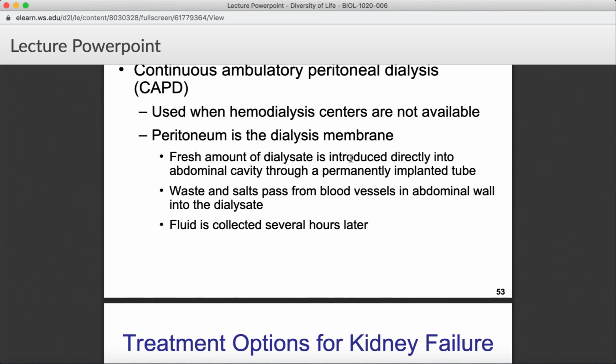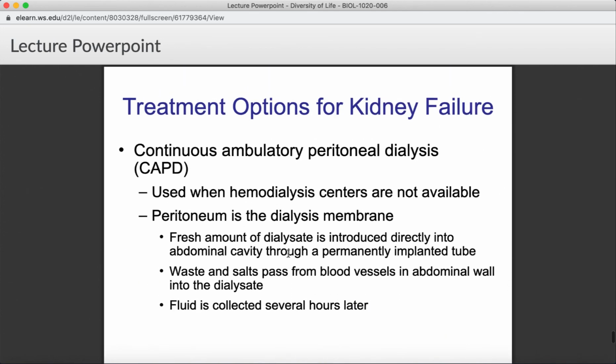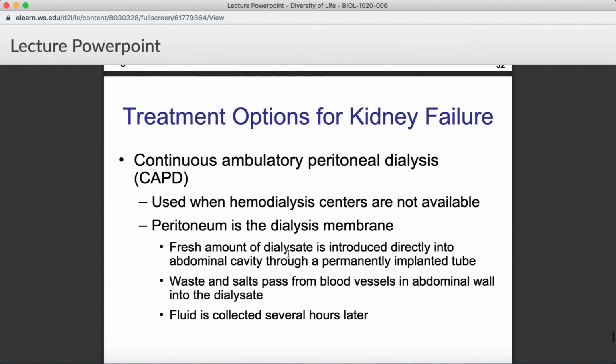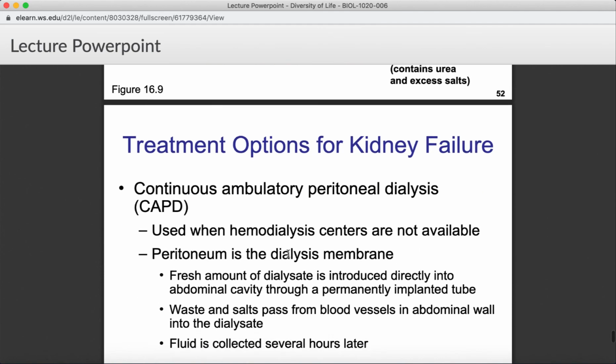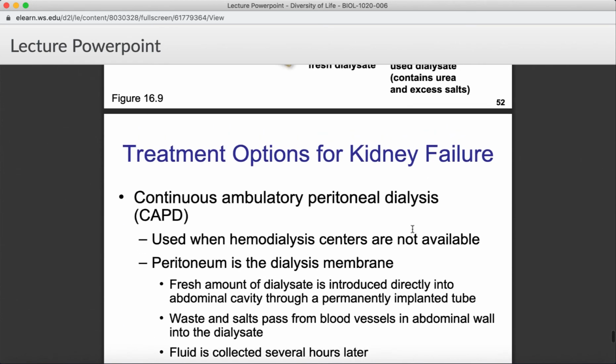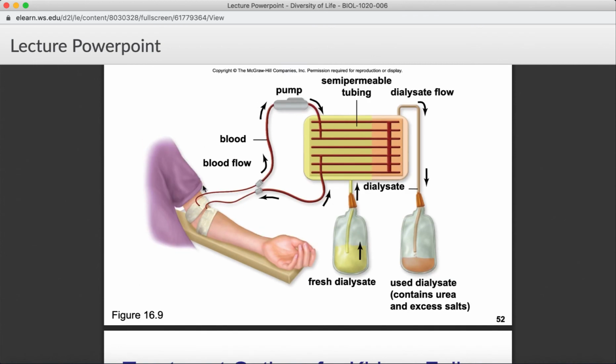So a fresh amount of dialysate is introduced directly into the abdominal cavity through the implanted tube, and then waste and salts pass from the blood vessel to the abdominal wall from the dialysate, and the fluid is collected several hours later. Not the most pleasant sounding thing, because you literally have a tube stuck in your abdomen where they're pouring this fluid into in order to filter your blood, and you have to come back hours later for all of this to be collected. Preferably, you would just go in, get hooked up like this, and spend some time reading a book or something.